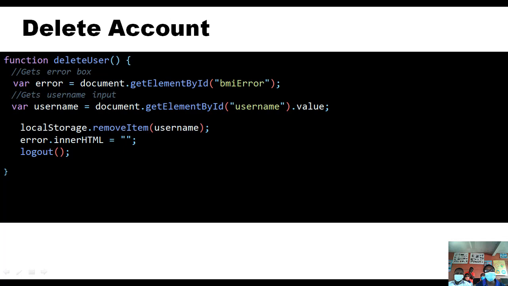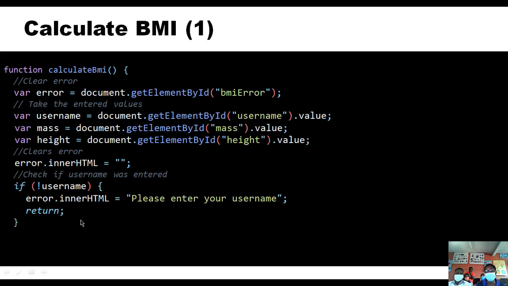So this is the delete account, and this is the function. Here it will get the error box and the value of the username, as I explained before, and it will remove your username from the local storage, clear all the errors and log out.